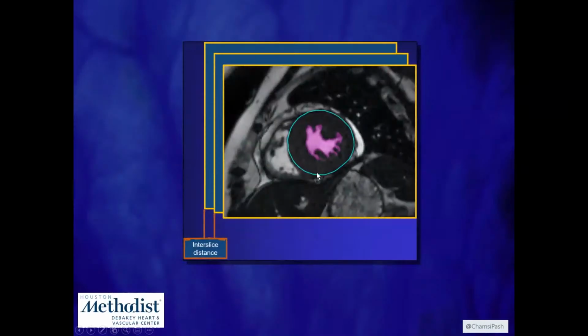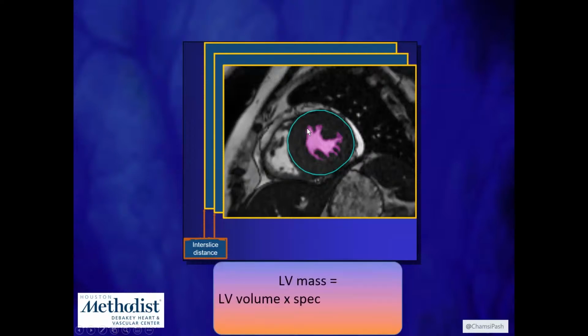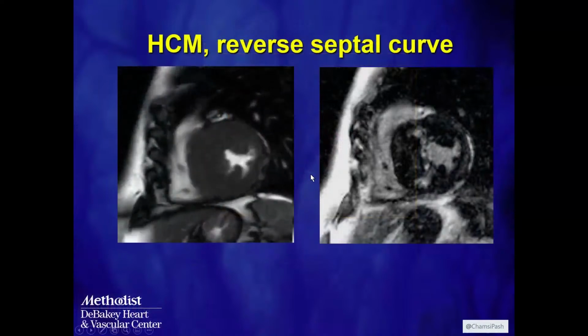Acquire contiguous short axis images of the heart. We trace the epicardium and the endocardium, and then the volume between the epicardium and the endocardium is going to be the left ventricular volume, and mass by definition is going to be this volume multiplied by the specific gravity of the myocardium, which is 1.07.